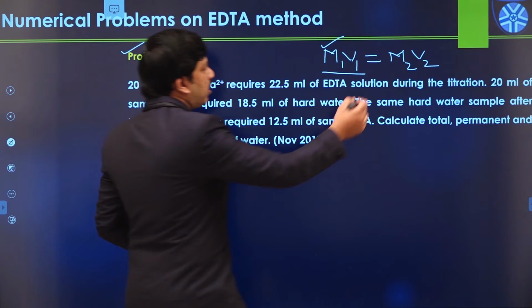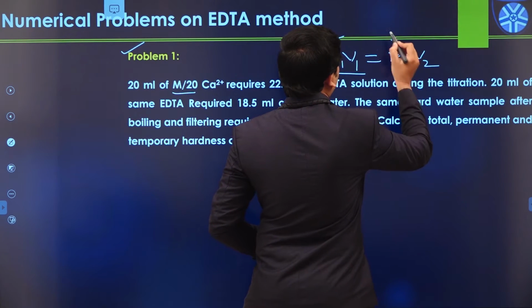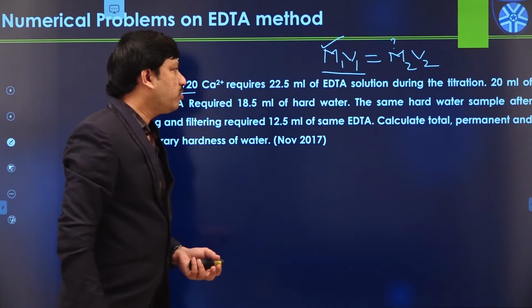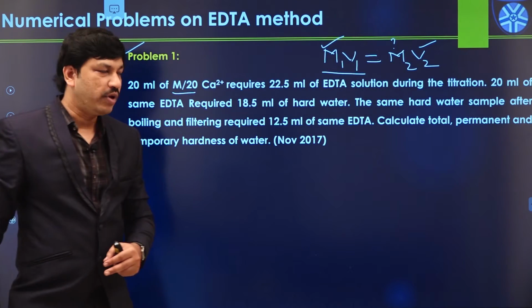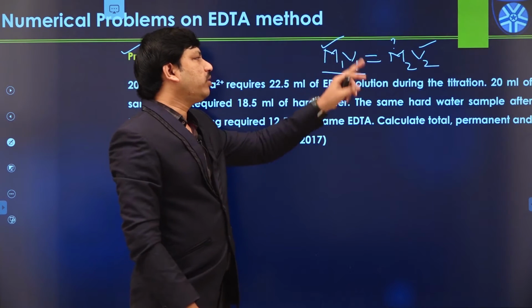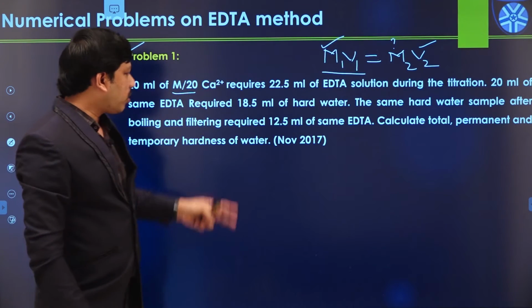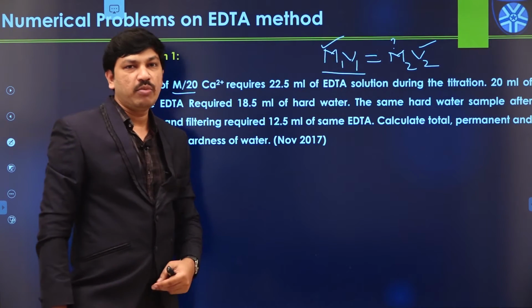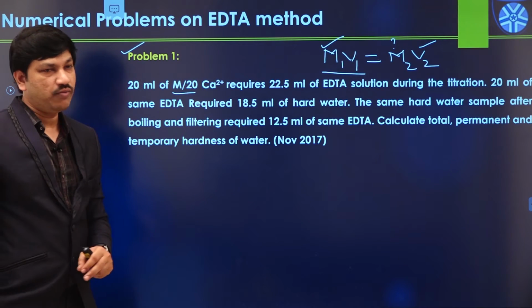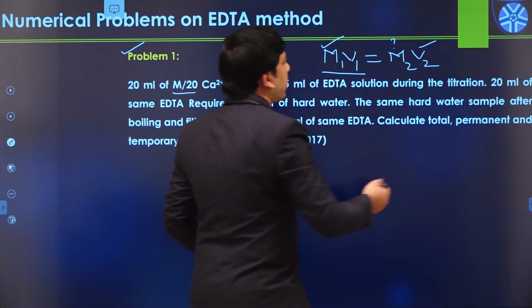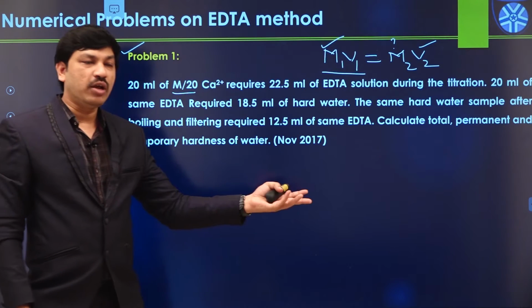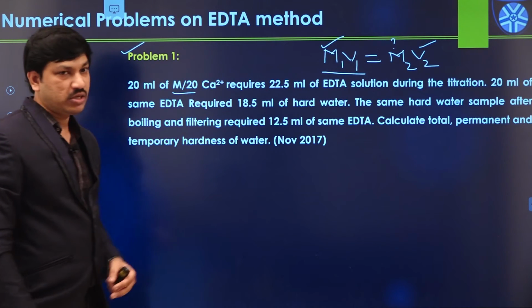Unknown values means one of these parameters, maybe M2, is unknown. We have the other three values, V2, V1, M1, so we can measure the M2 value. Most of the cases we follow this formula only. Even for solving this problem, we have to depend on the M1V1 = M2V2 formula. If more variables are there, I will use M1V1, M2V2, M3V3, M4V4 like that. So step by step.